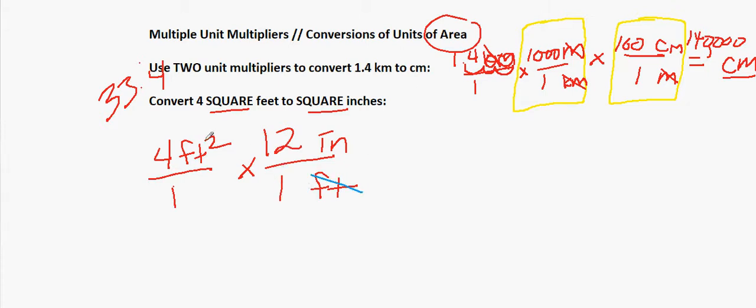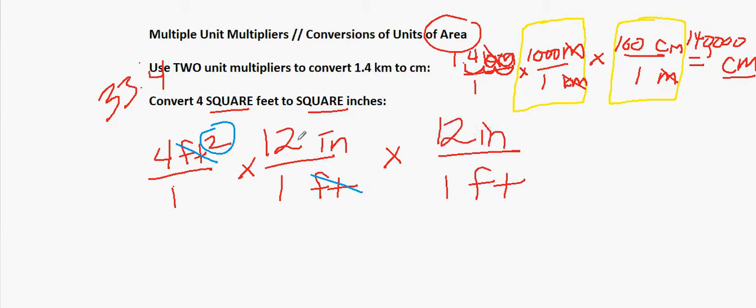But when we're doing feet times feet, I need to be able to cross out my 2. And I haven't done that yet. I've only crossed out 1 foot. So we've got to cross it out again. And we set up an identical unit multiplier, just like the one we had just used. And we cancel out a second time. So what we actually have for a final answer is 4 times 12 times 12.